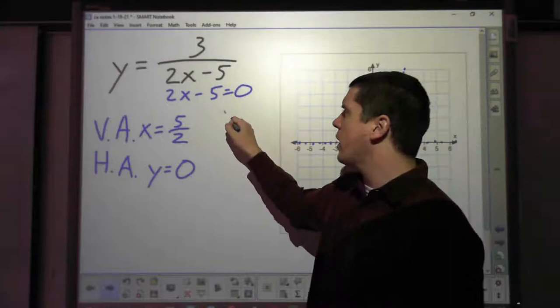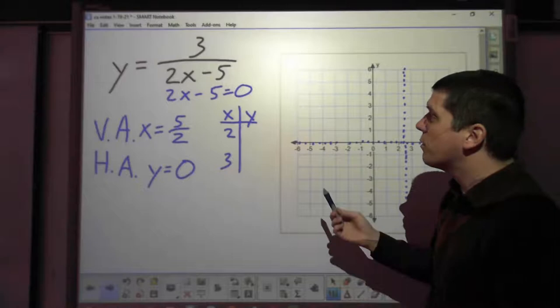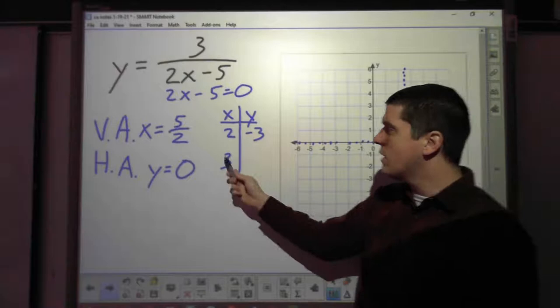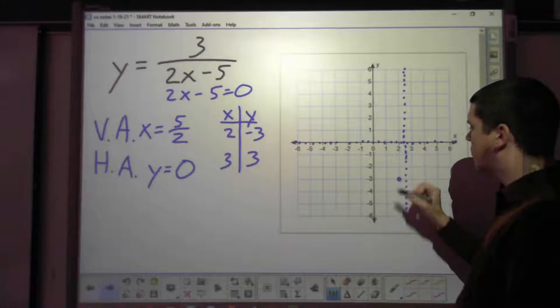Now, just a quick xy chart here. I need something on the left side, I need something on the right side. Again, 2 and 3 sound like good numbers to me. If I plug in 2, that's 2 times 2 is 4 minus 5, negative 1. 3 divided by negative 1, we get negative 3. If I plug in 3, 2 times 3 is 6, 6 minus 5 is 1, 3 divided by 1 gives us 3. So 2, negative 3, and 3, 3 right there.